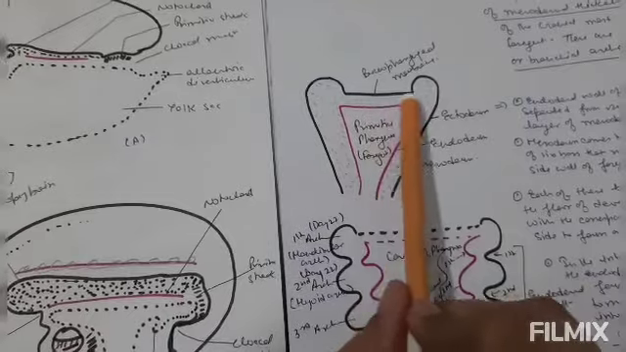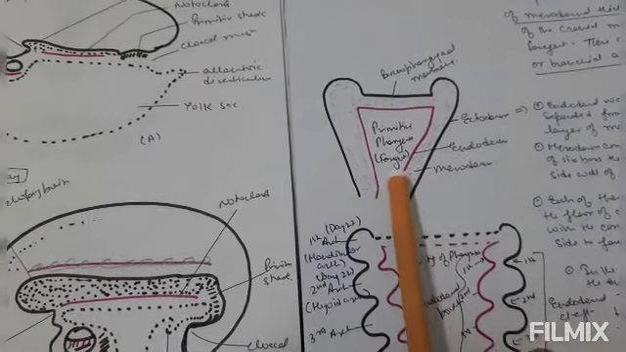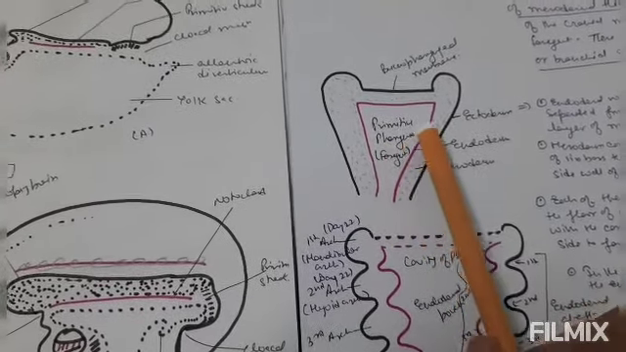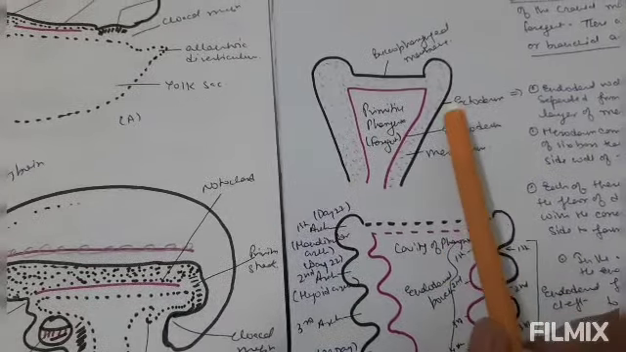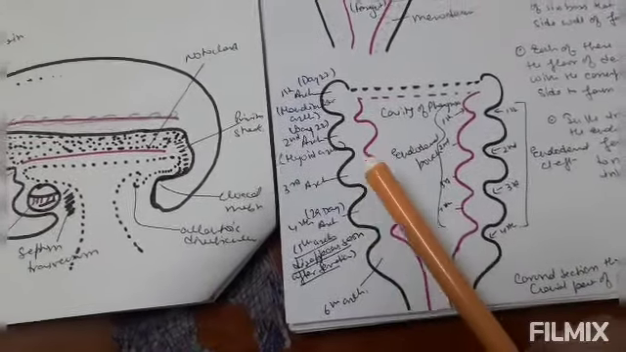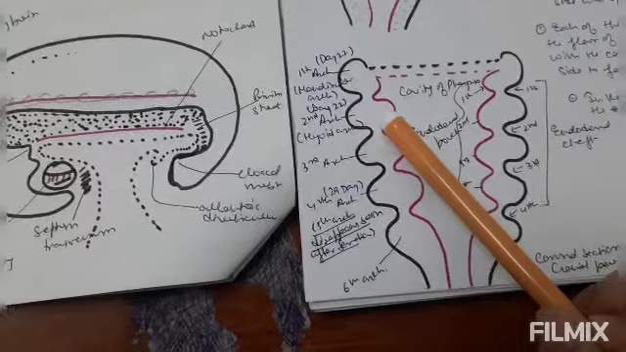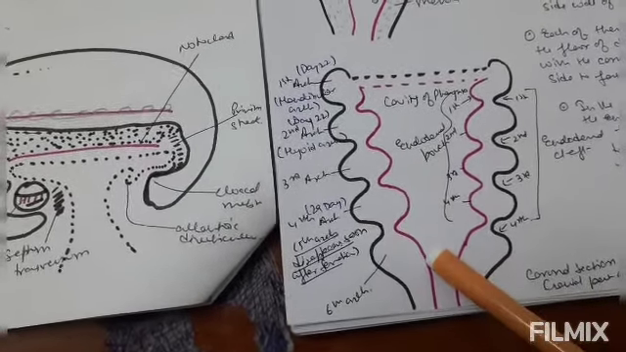Initially the buccopharyngeal membrane is there, and they are forming the floor of the pharynx. The floor of the pharynx, if you see, is lined outside by the ectoderm, inside by the endoderm, and in between there is the mesoderm. Pharyngeal arches are 6 in number: first arch, second arch, third, fourth, fifth disappears, and the sixth arch.